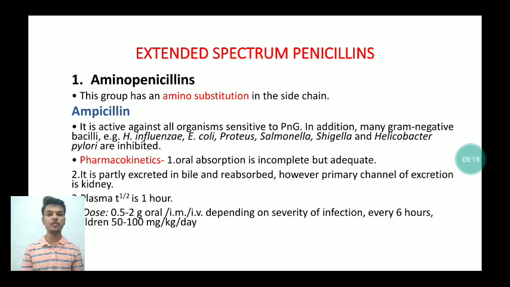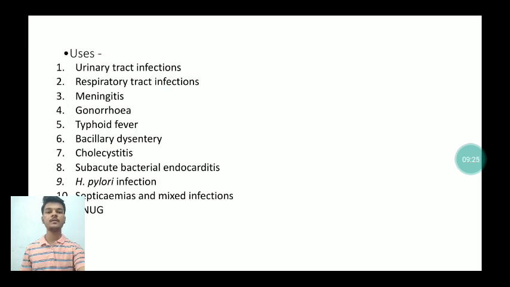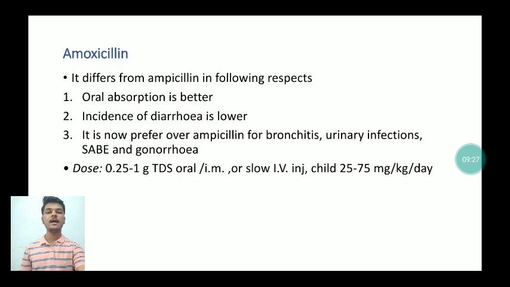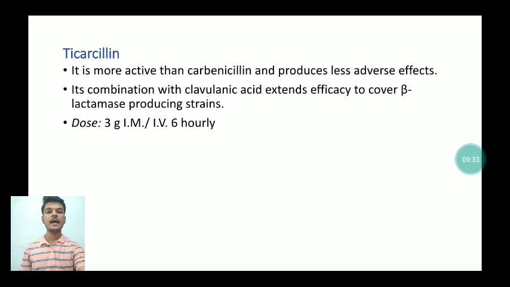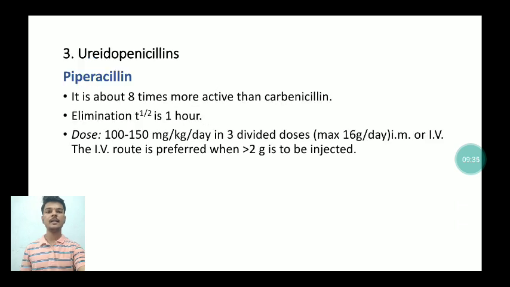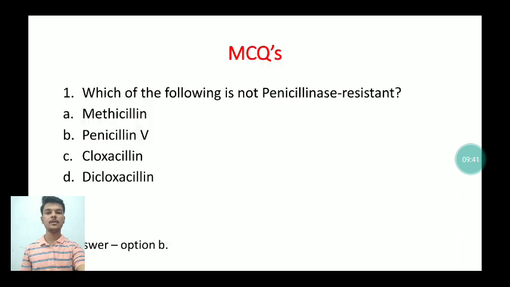The first one is aminopenicillins. This group has amino substitution in their side chain. The drugs are ampicillin, and amoxicillin. The second category is carboxypenicillins, in which the drugs are carbenicillin and ticarcillin. And our third category is ureidopenicillins, in which the drugs are piperacillin and mezlocillin. Now we will see the MCQs.